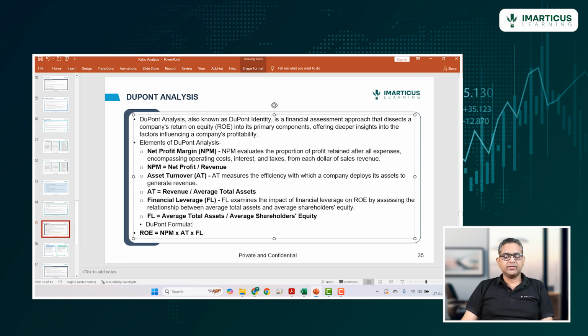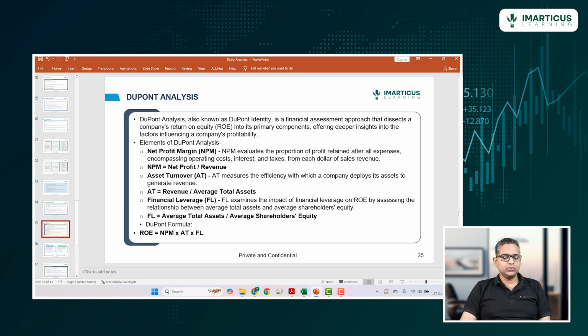And once we do that, we get a very clear picture of what is impacting ROE. Is it the net profit margin? Is it the asset turnover ratio? Or is it the financial leverage? Let's take an example. When ROE is going up because net profit margin is going up, keeping the other two constant, that's a good sign. The company is able to generate more profits. The company is becoming more operationally efficient.